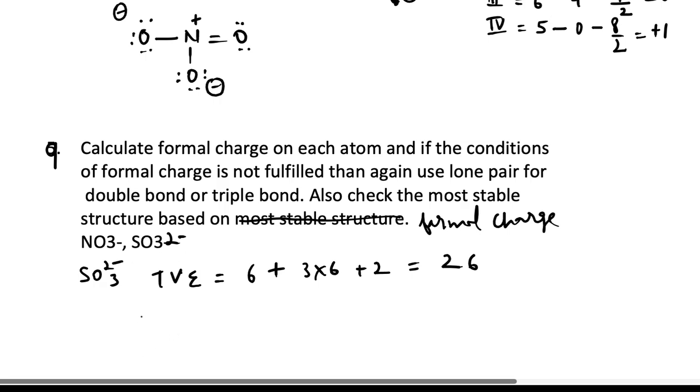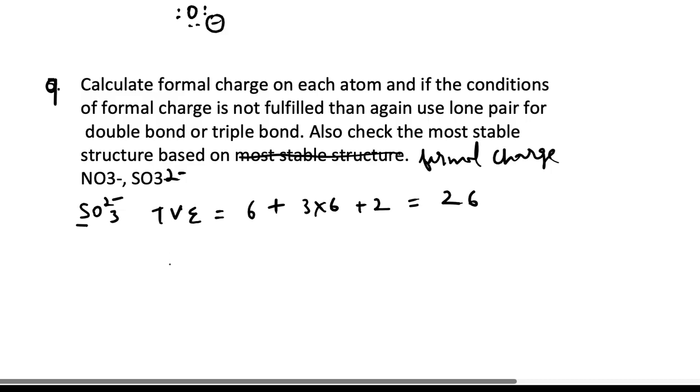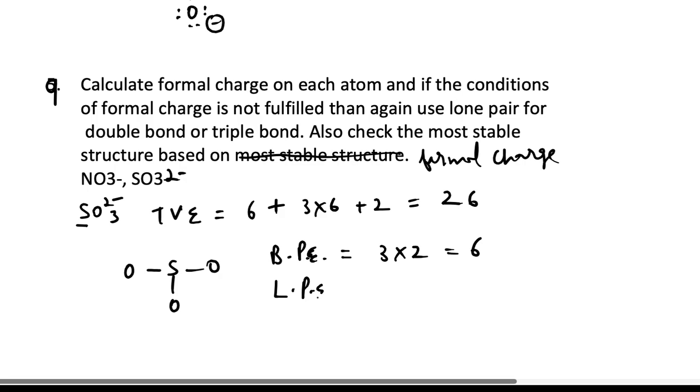Okay. Now first what we have to do, we have to check the central atom. So in this particular case, sulfur is the central atom. So what we are going to do, we are going to draw the single bond attached with each and every oxygen. And we are going to calculate the bond pair electron. So this would be 3 into 2, 6. Right. Then what about the lone pair electron? Lone pair electron is total valence electron minus bond pair electron, that is 26 minus 6. So that is 20.